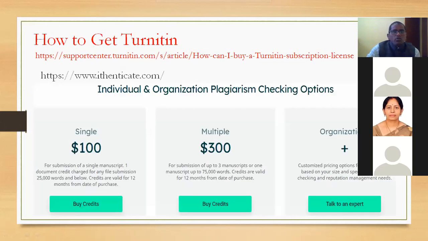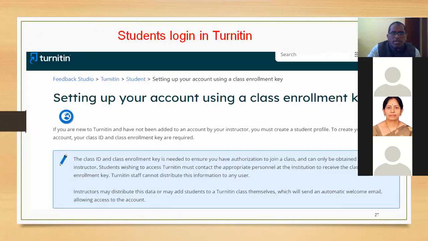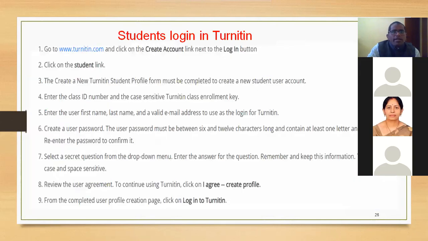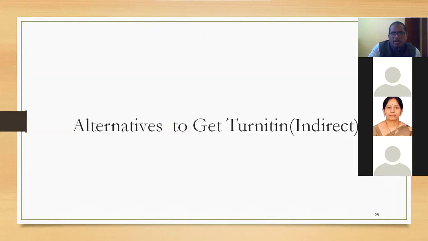And how to get Turnitin, I already told you. The single one is $100, they are saying. Multiple is $300. But it's a very difficult and costly affair. You can telegram me if you want. I will provide you with it at lower charges. I have some contacts. And students login and all, I told you, I will teach you later.